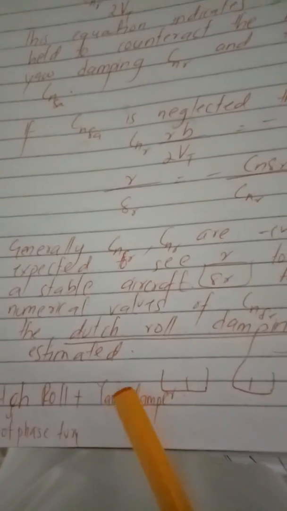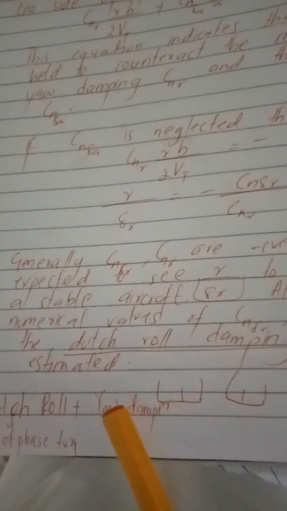Because of the yaw, whenever there is a Dutch roll, there is a yaw damper. When there is a yaw, there is a yaw moment, and also there's a yaw moment equation. There would be a yaw moment coefficient as well. That is also something we're going to calculate with the help of an estimation.